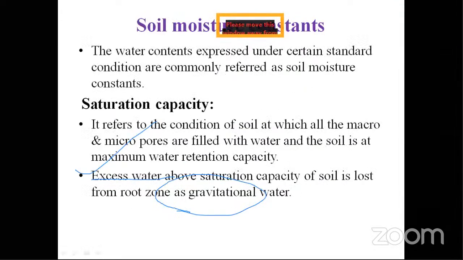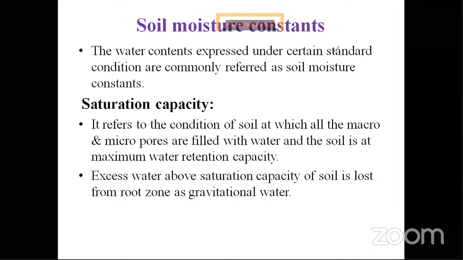Next is soil moisture constants. This is an important concept in irrigation. We all know that moisture will be present in the soil at different levels. It may vary from time to time. All those contents are expressed as soil moisture constants. Three types are there. First one is saturation capacity.